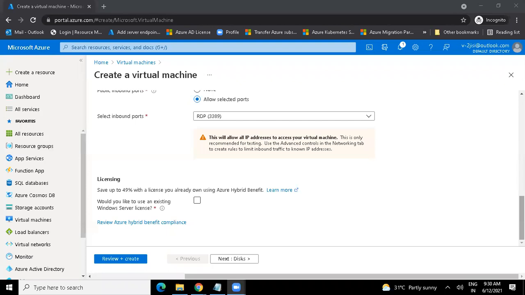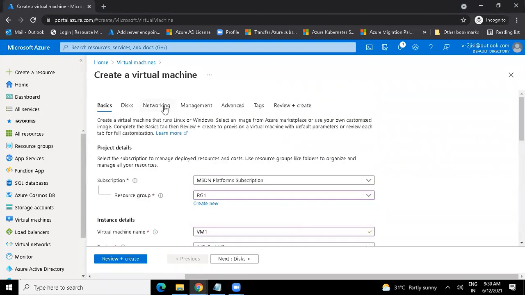So basically, it is a troubleshooting tool which can be used for troubleshooting purposes. Now, let's say I am creating one virtual machine. Or let's say you have got a server in your organization and you are trying to connect to that server, but you are unable to have the connectivity.